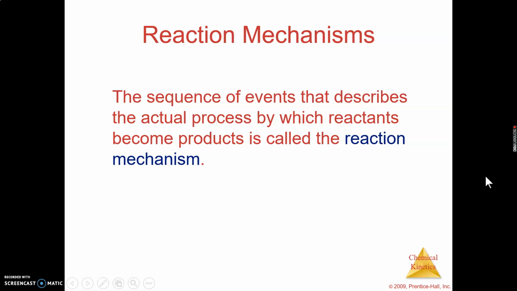All right, so we're going to pick up where we left off. Now we're going to talk about specific reaction mechanisms. And so a reaction mechanism is just a sequence of events that describes the actual process by which reactants become products. So you can think of the reaction mechanism as the pathway that the reaction takes.